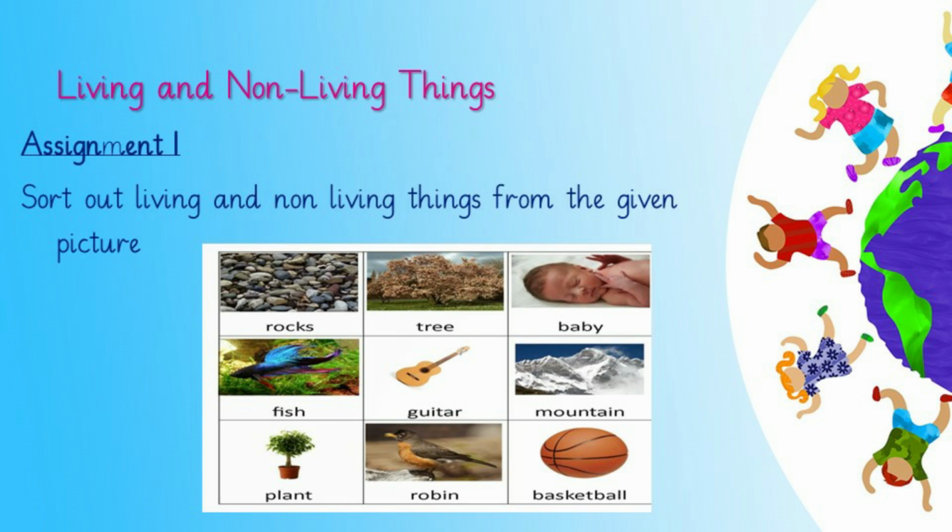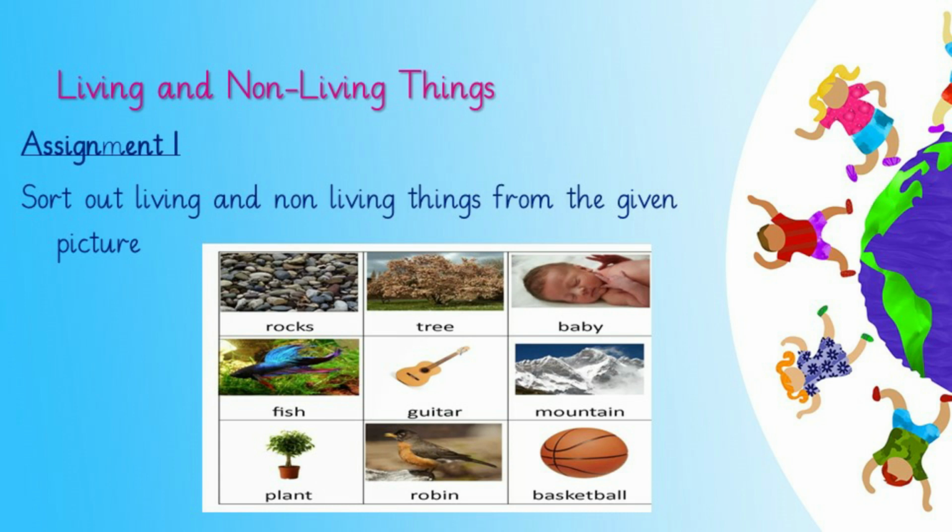I hope the video was interesting and you enjoyed it. Now this is the time to do an assignment. The question is, sort out living and non-living things from the given picture. Various pictures are given to you and you can see them very clearly. Based upon your prior knowledge and understanding of living and non-living things, you can now clearly categorize and differentiate between them, starting from rocks, tree, baby, fish, guitar, mountain, plant, robin, and basketball.